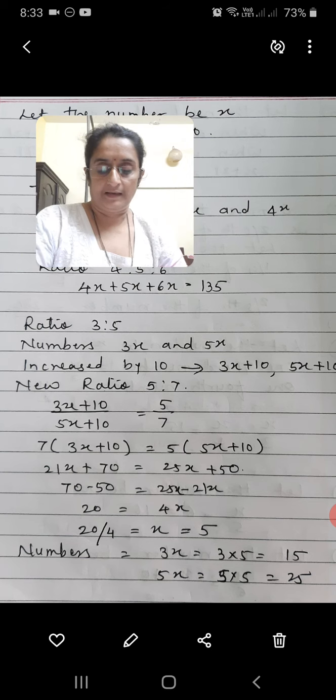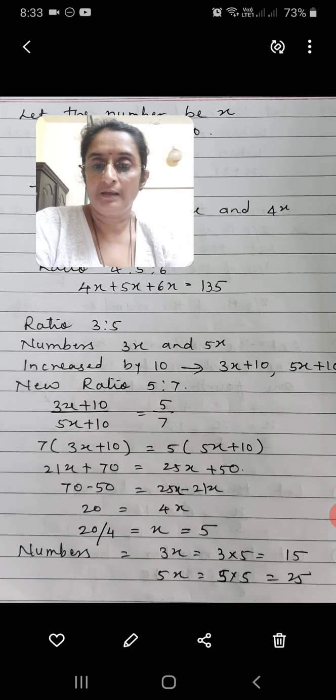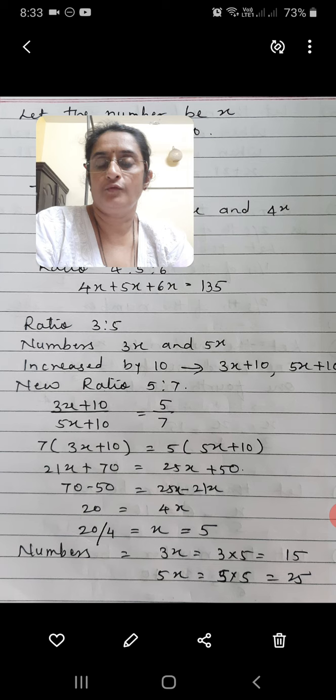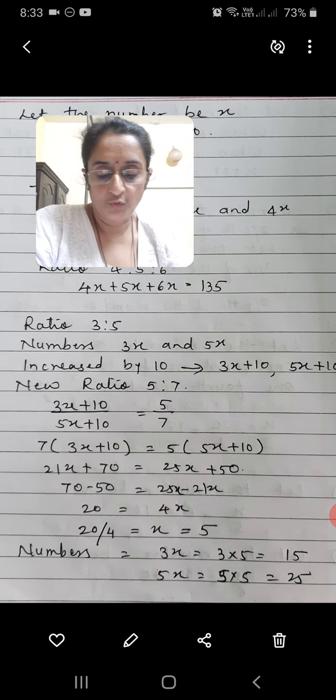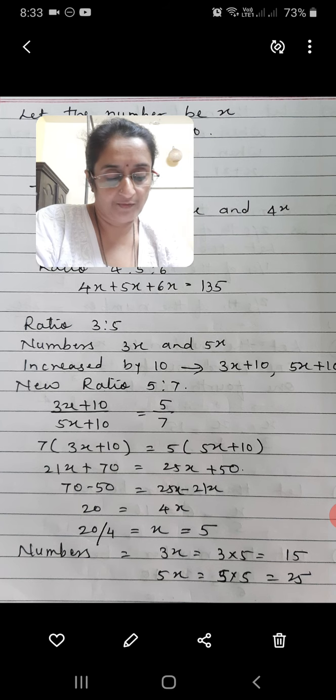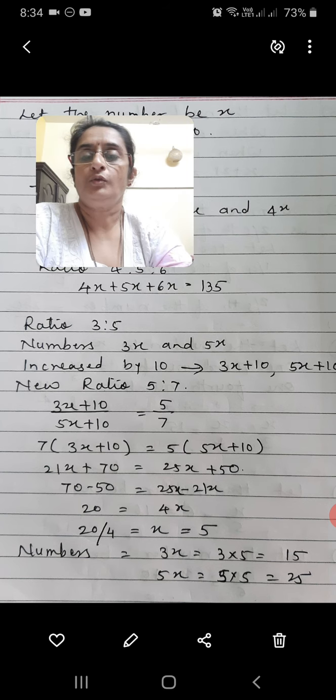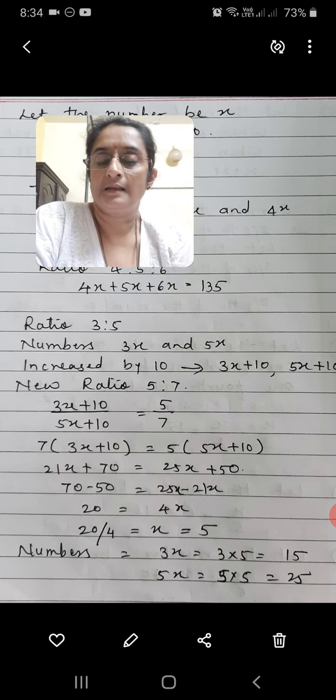Now let us go to the 13th question that I have solved for you, children. Two numbers are in the ratio of 3:5. Each number is increased by 10. The ratio between the new numbers is 5:7. Now two numbers are there in the ratio of 3:5, so the numbers will be 3x and 5x.